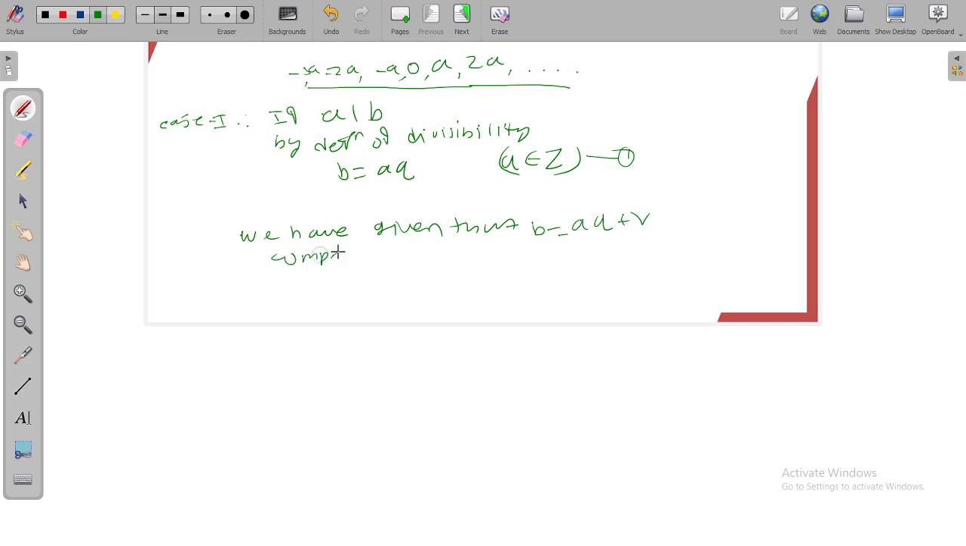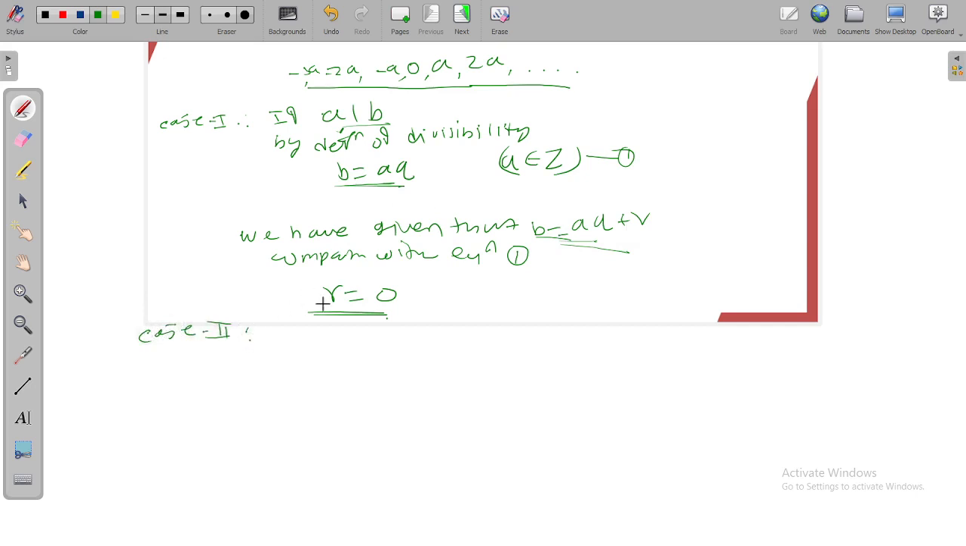Then comparing b equals aq plus r with equation 1, we get r equals 0. Okay. In case first we take a divides b, then by the definition of divisibility we get b equals aq, and comparing b equals aq with the given b equals aq plus r, we get r equals 0.